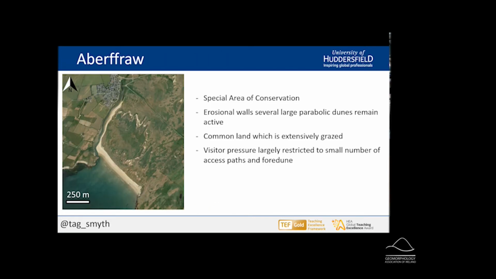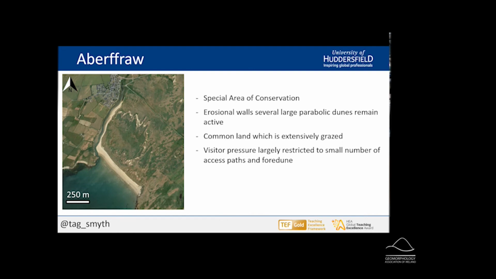At Aberfrau, it's quite a similar story. It's not a national nature reserve in this case, but it is a special area of conservation. And again, bare sand is mostly only associated with those relict erosional landforms that used to be there. It's a common land, so it's extensively grazed year round. There was a brief break, I think, between 2000 and 2006, but this land, as far as I'm aware, has been grazed quite extensively since then.